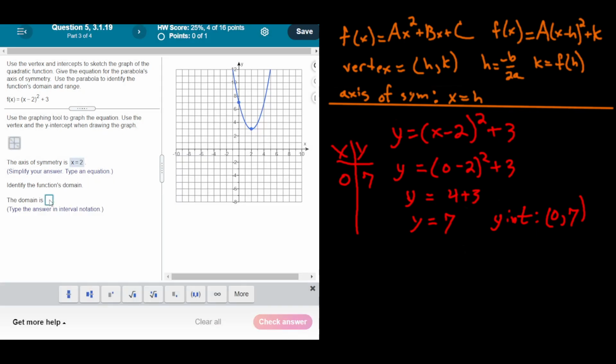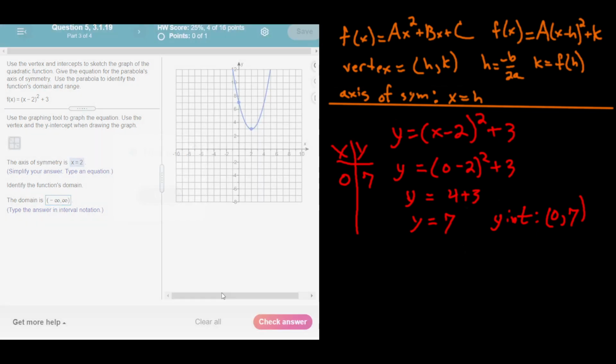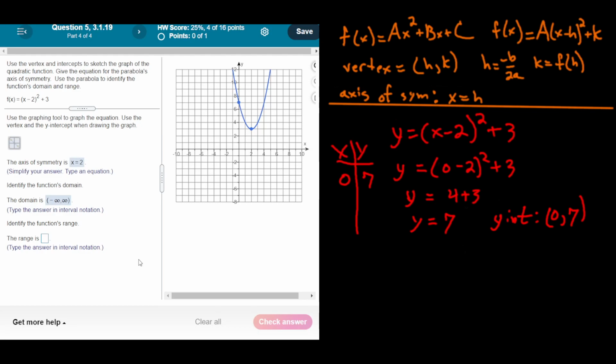Domain. The domain of every single parabola in this course is going to be negative infinity to positive infinity. Okay, so easy points for that one. Range. Range is a little bit different. Range depends on your k. Very important. K is your y coordinate, right? It can either be a max or a min.